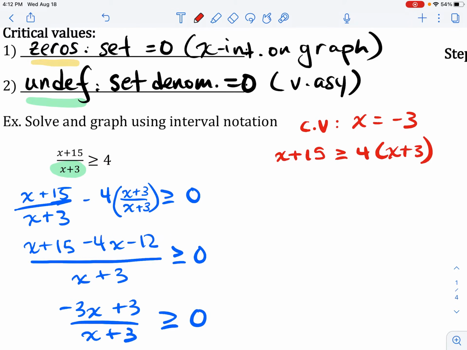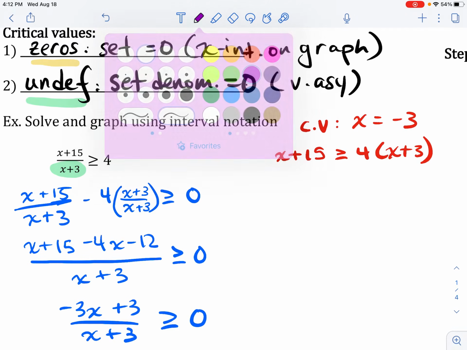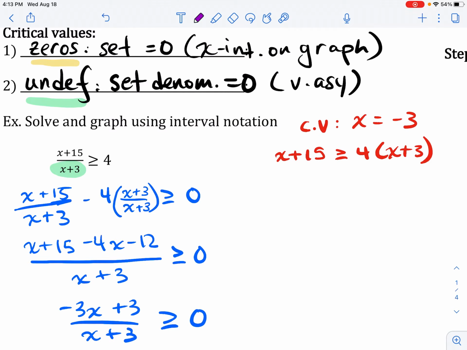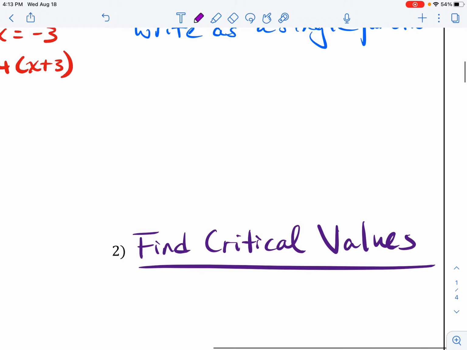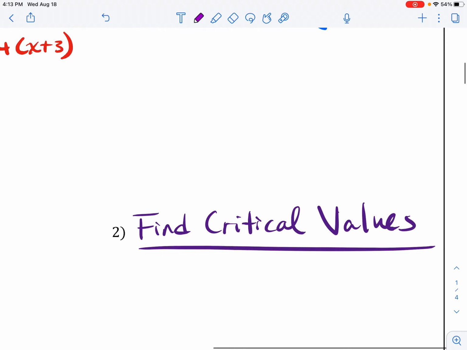And this actually makes our life a little bit easier as we proceed with the other steps. So there's our first step. Go ahead, move everything over to one side and write it as a single fraction. Now, what's the second step? The second step now is to find the critical values, to find any critical values.